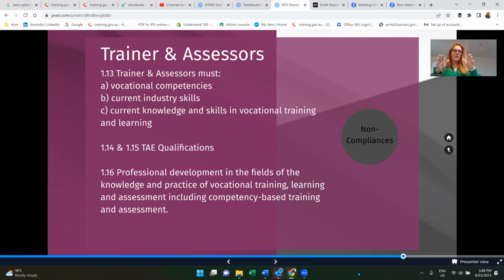Just going back to principles of assessment and rules of evidence. If I was a trainer, here's a couple of things that I want to make sure I'm doing. One, I'm not doing my theory assessments in class as a group discussion. And if I am having them in class as a group discussion, you need to be very careful with how you structure that so that your students are actually providing authentic responses.